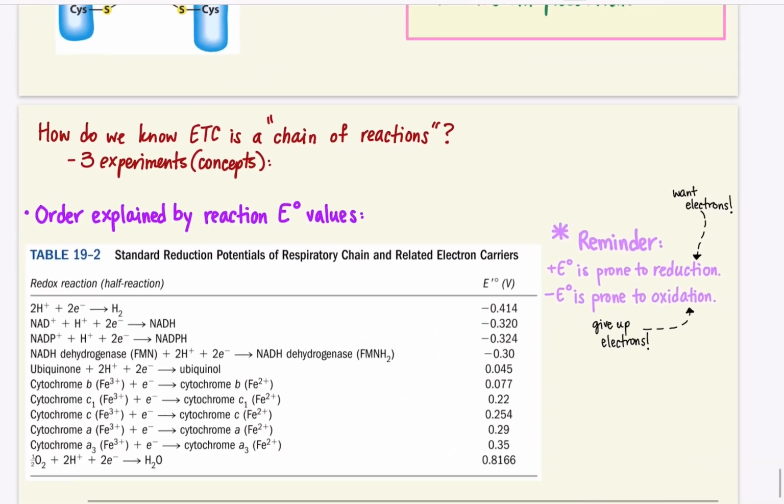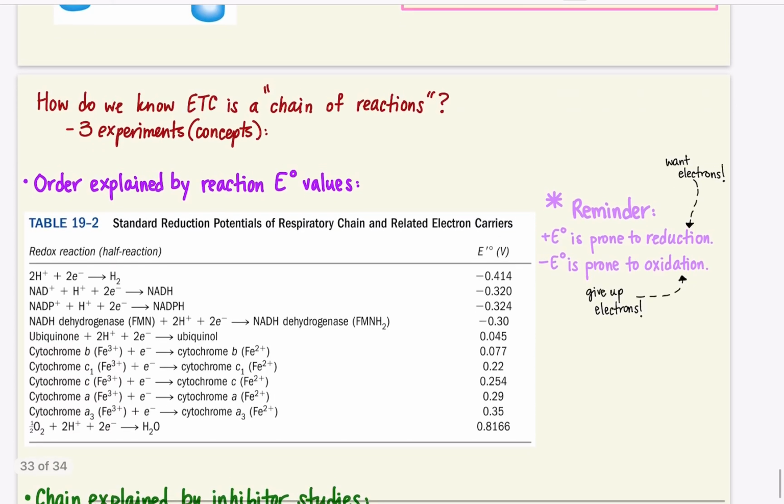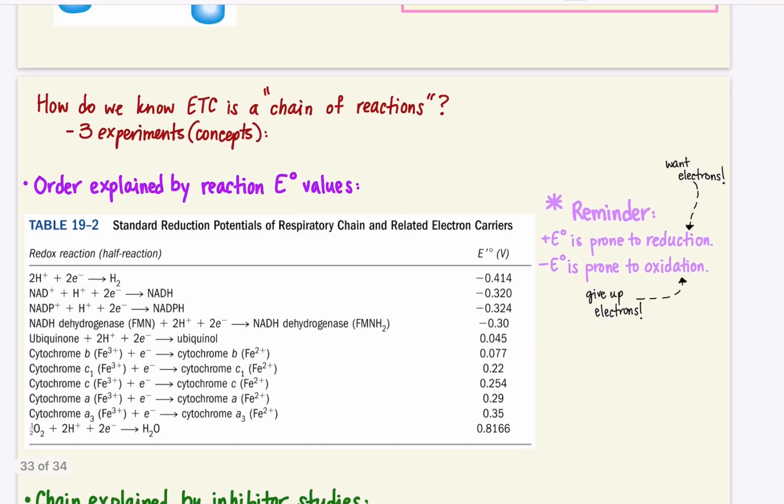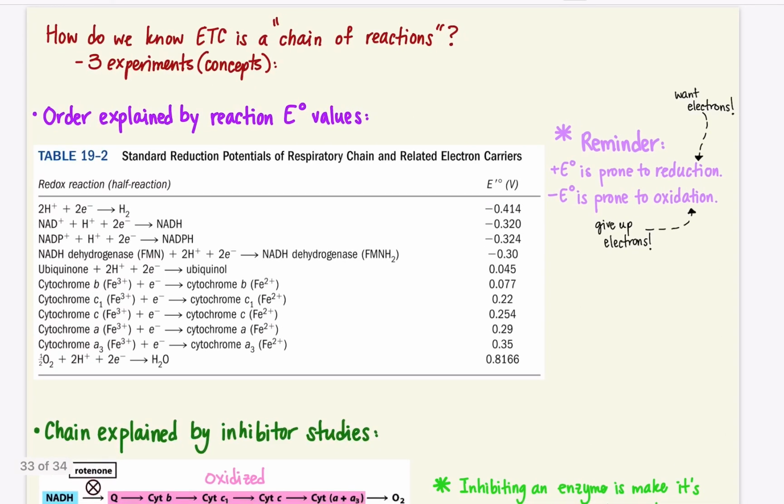Now, all of that I said, that we already know, right? And why do we know that? We know that because many other scientists and biochemists at the time did a bunch of experiments and procedures to find out how exactly the electron transport chain works. So we talked about 3 experiments or concepts that previous researchers used to understand how exactly the ETC works.